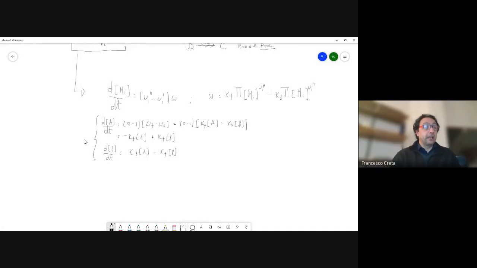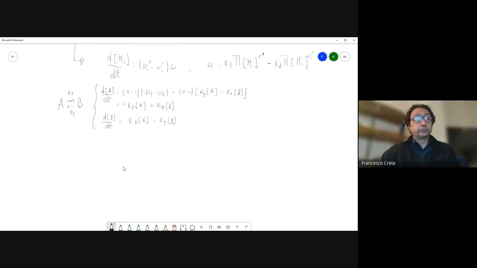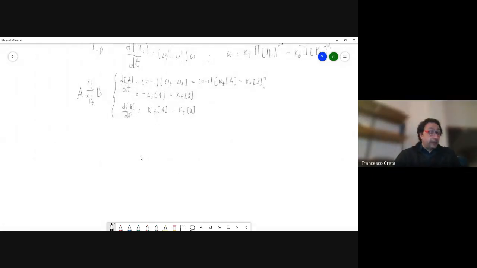The system, again, let me write it here. It's a reversible reaction where you have a forward process and a backward process. Now, how do we treat these systems? Well, we know that we can write many things here. For example, the progress variable. We know exactly how to write it.